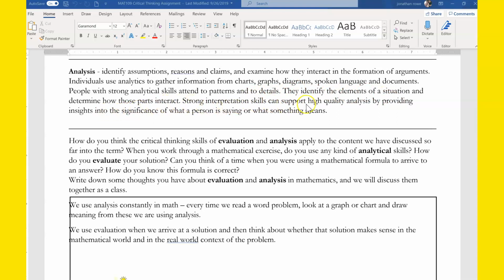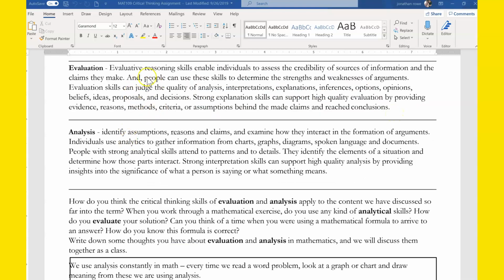Strong interpretation skills can support high-quality analysis by providing insights into the significance of what a person is saying or what something means. So interpreting information, gathering information from sources like charts, graphs, diagrams, languages, and documents. That's the skill of analysis.